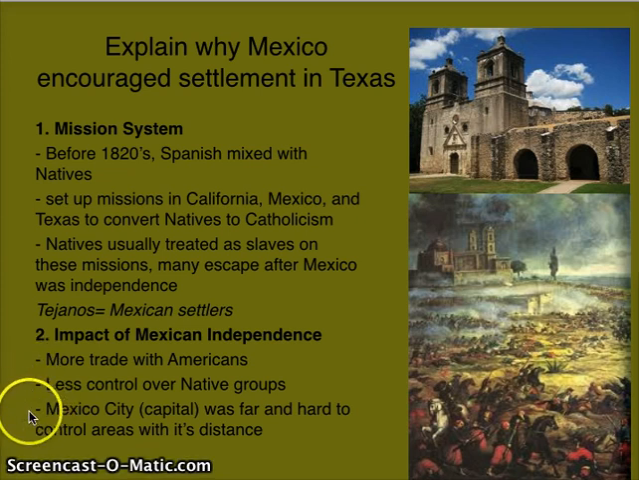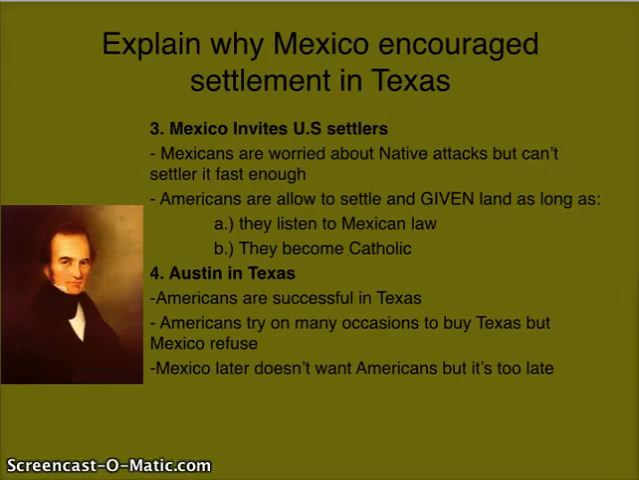So the other reason that sort of affects Mexico is the fact that their capital, Mexico City, is quite far from areas like Texas, California, Utah, Nevada. It is harder to control these areas because the capital is so far away. And they don't have the troops to control these areas as well.